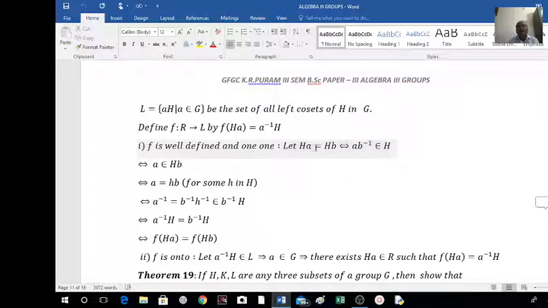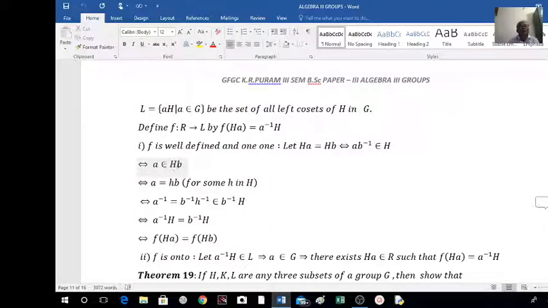Let HA equal to HB. My aim is to show that f of HA equal to f of HB. Then we have one property from the cosets: HA equal to HB if and only if AB inverse belongs to H. So HA equal to HB implies that AB inverse belongs to H. If I operate by B on both sides, then B inverse B gets cancelled and becomes identity. Then A belongs to HB.